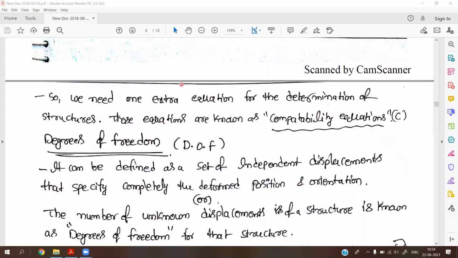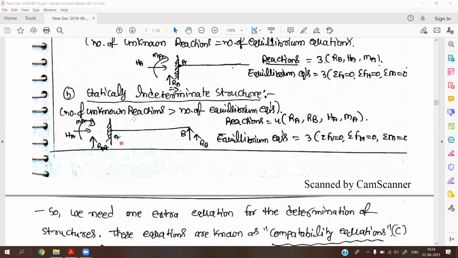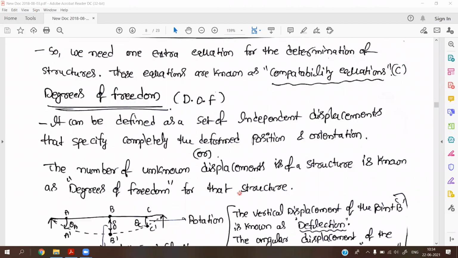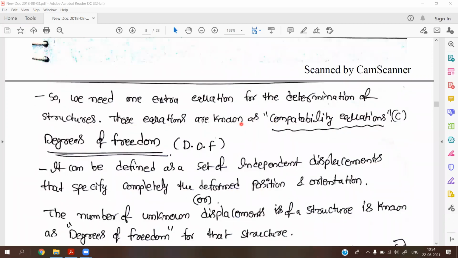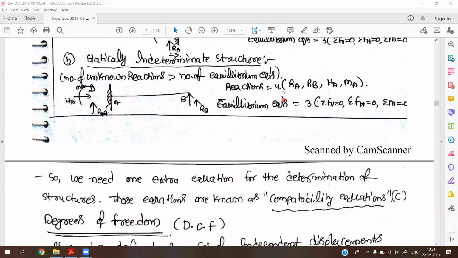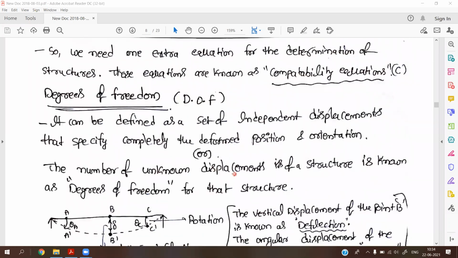For example, this is a propped cantilever. Generally a propped cantilever has four reactions and three equilibrium equations. So 4 minus 3 is 1. Therefore the degree of freedom for that propped cantilever is 1. That means we need one extra equation. By comparing, we learn that we still need one extra equation to solve the propped cantilever.